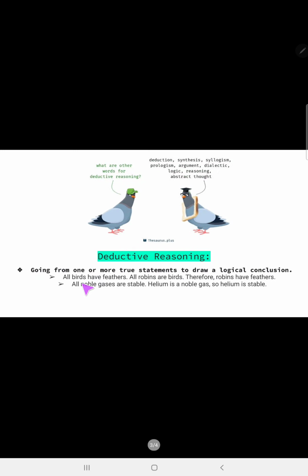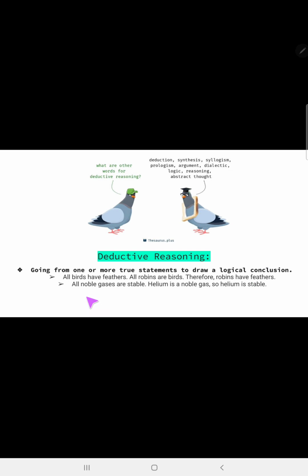So in this example, all birds have feathers, all robins are birds, therefore robins have feathers. It goes from broad, which is all birds have feathers, to more specific, which is all robins are birds, to even more specific, to robins have feathers.